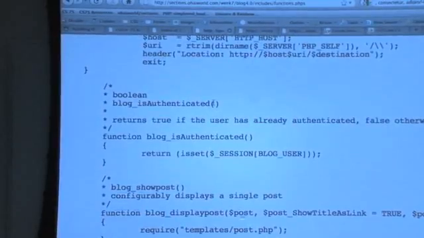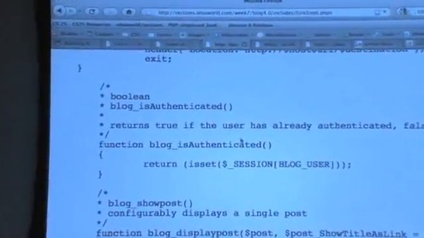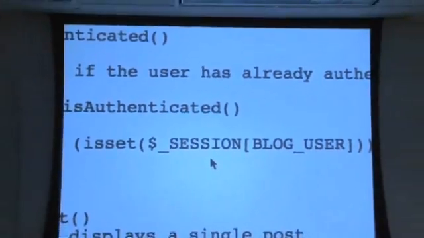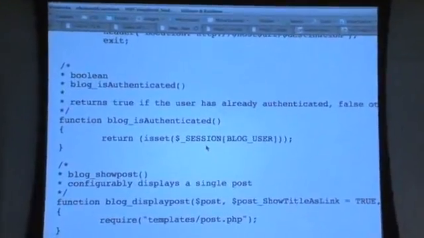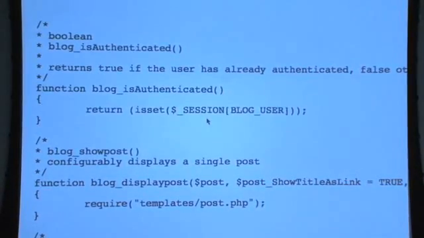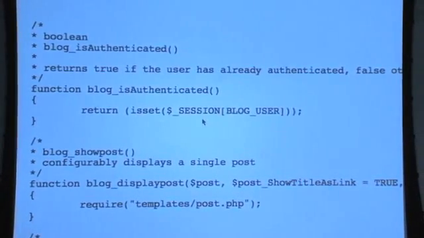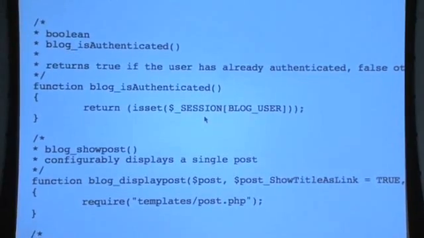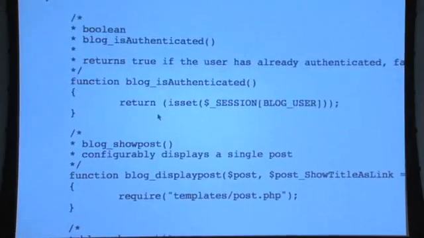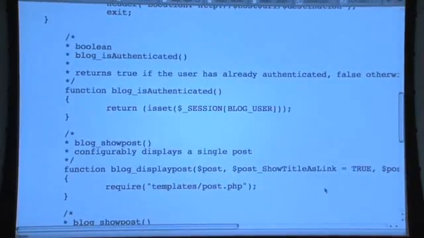Blog is authenticated basically checks to see if this is true or not and returns it. We've seen how authentication works a bunch of times. To briefly summarize it, you have an authentication flag in the $_SESSION superglobal. You set that to true if the user is logged in; if not, you set it to false. And it basically returns true or false.